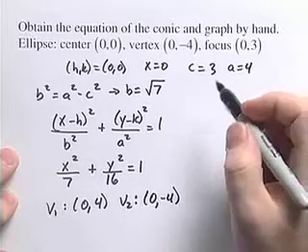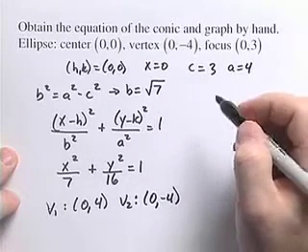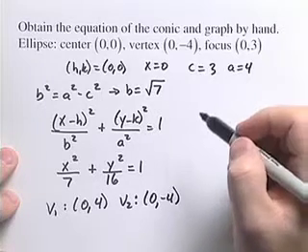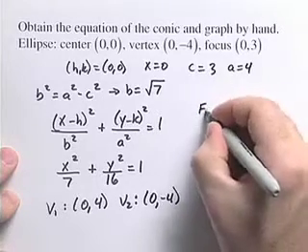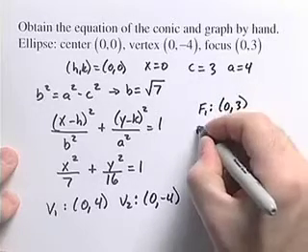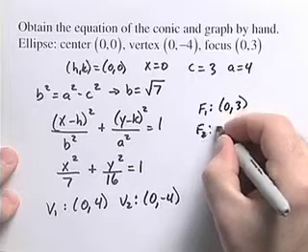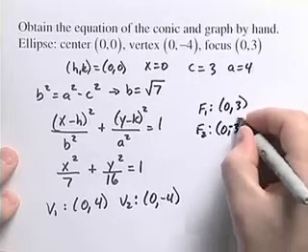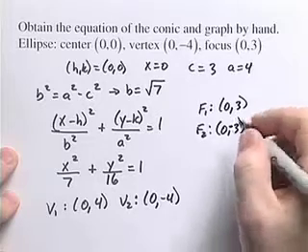Since c is equal to 3 and the major axis is the y-axis, the foci are going to be 3 units above and below the center. That gives us one focus at the point 0, 3, 3 units above, and our second focus is going to be at the point 0, negative 3. That's 3 units below the center.